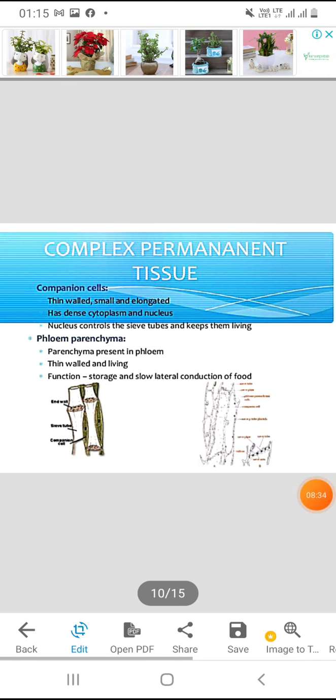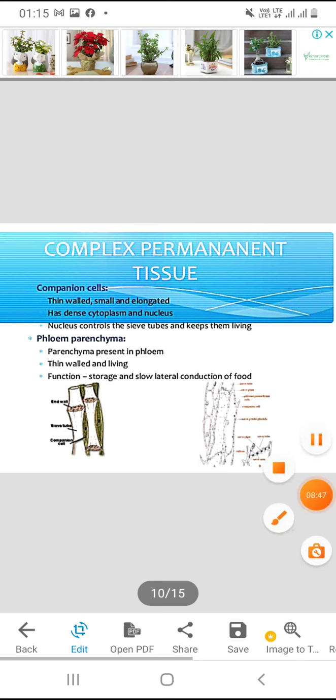Next point is phloem parenchyma. So phloem parenchyma cells are living, elongated, and found associated with sieve tubes and companion cells. The chief function is to store food, latex, resins, mucilage, etc. The cells carry out lateral conduction of food materials. These cells are absent in most of the monocots.